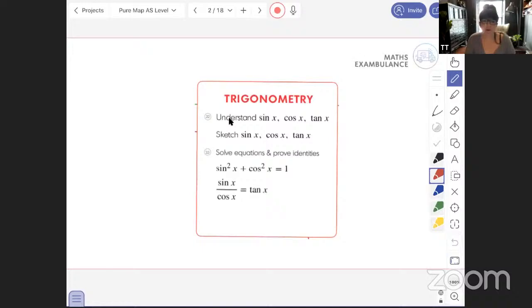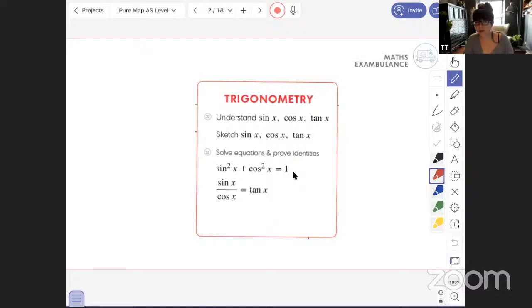Okay, so sin x, cos x, tan x, what are they other than buttons on the calculator? What do the graphs look like? And then maybe you'd have to apply graph transformations to fiddle around with them, but what are the basic graphs of y is sine x, y is cos x, y is tan x, what do they look like? And then you need to be able to solve equations and prove identities.